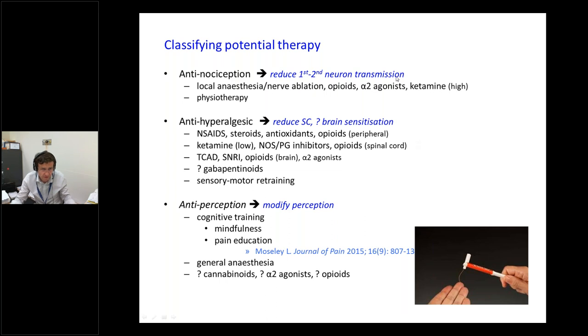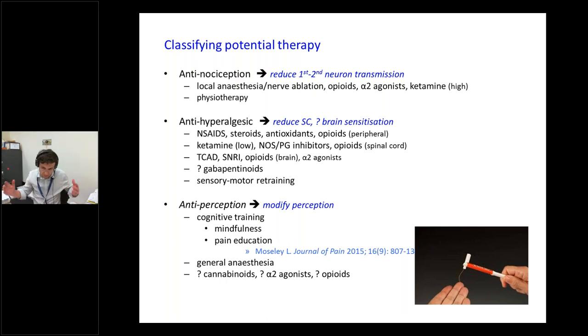And if you take it one step further to look at just the drugs and the other treatments, things like sensory motor retraining are helpful at the brain level. Same with antioxidants, so they stop that upregulation. Down the bottom here is cognitive training to modify the perception. And at the very bottom, I've got cannabinoids. This is because there's evidence that cannabinoids and mindfulness don't change the sensory experience, but they change the unpleasantness component. So yep, it hurts, but I'm not so fussed by it anymore.